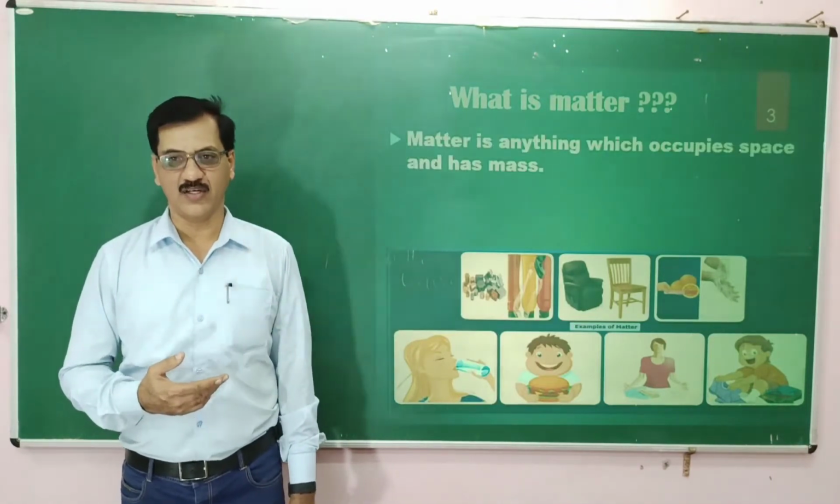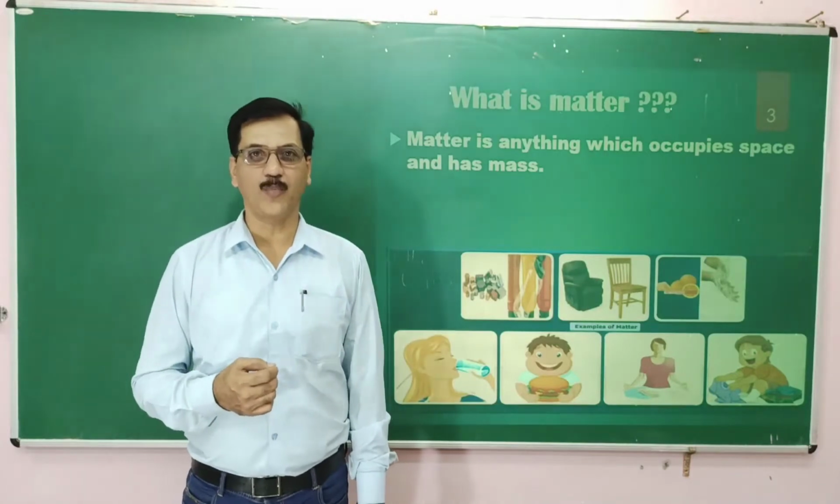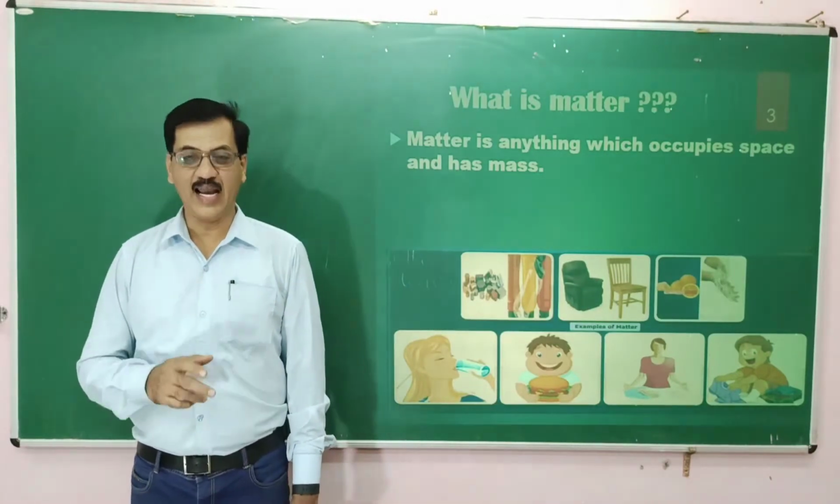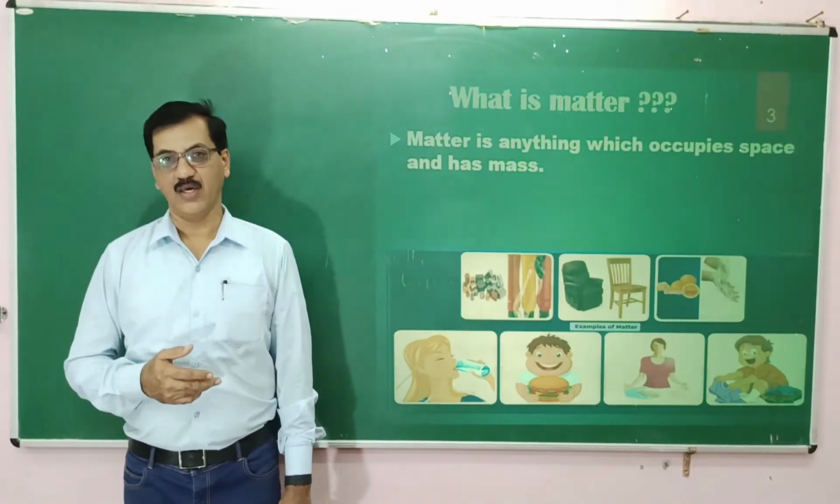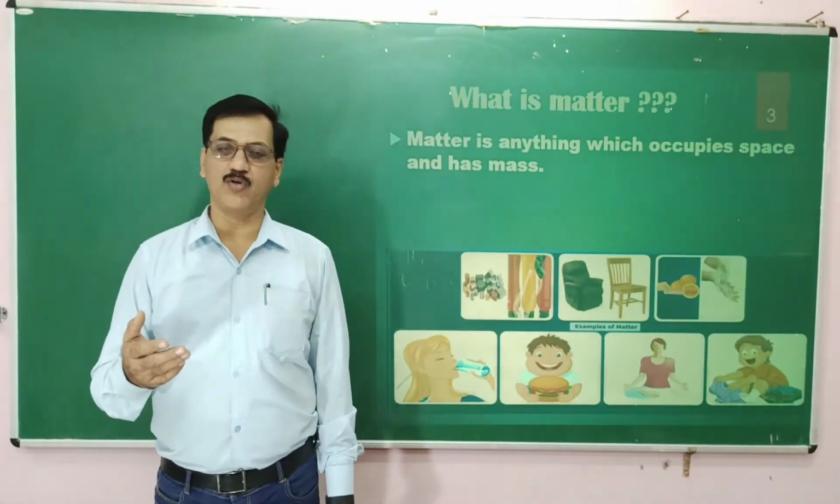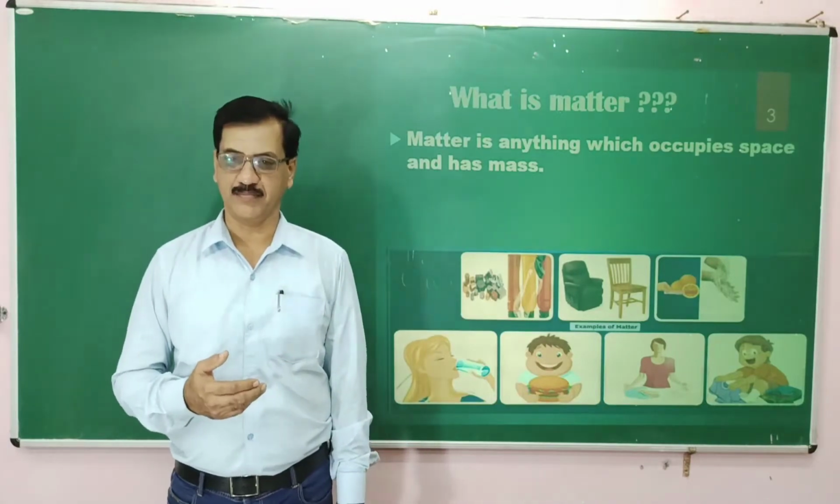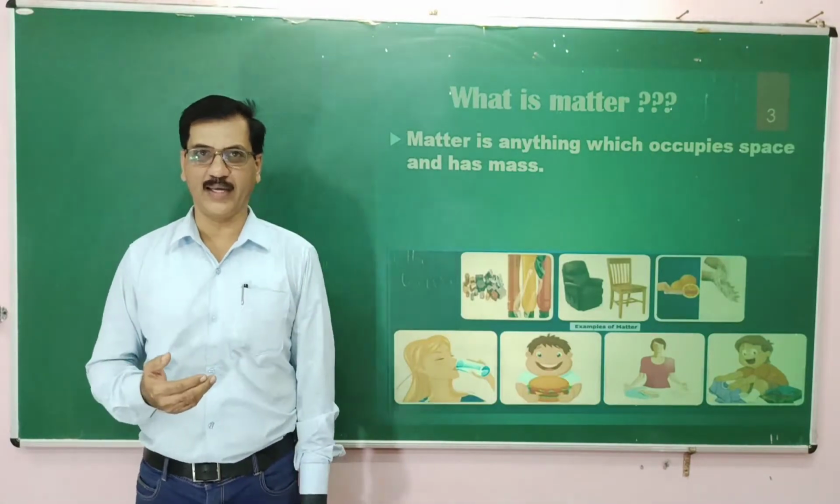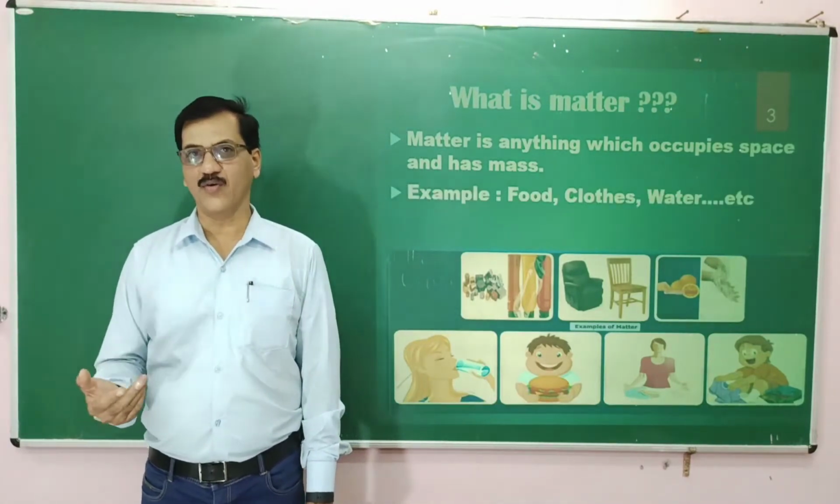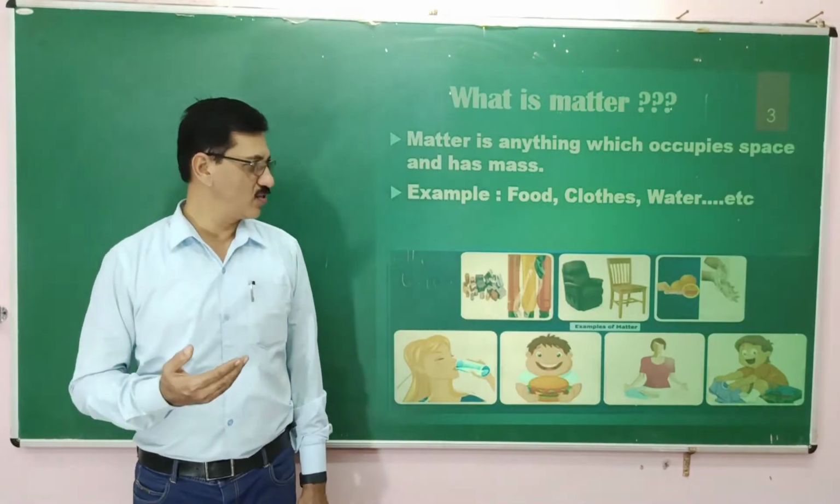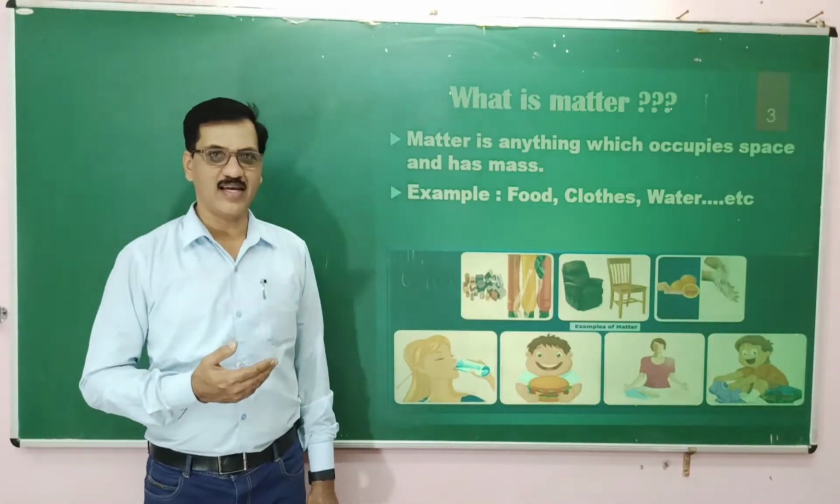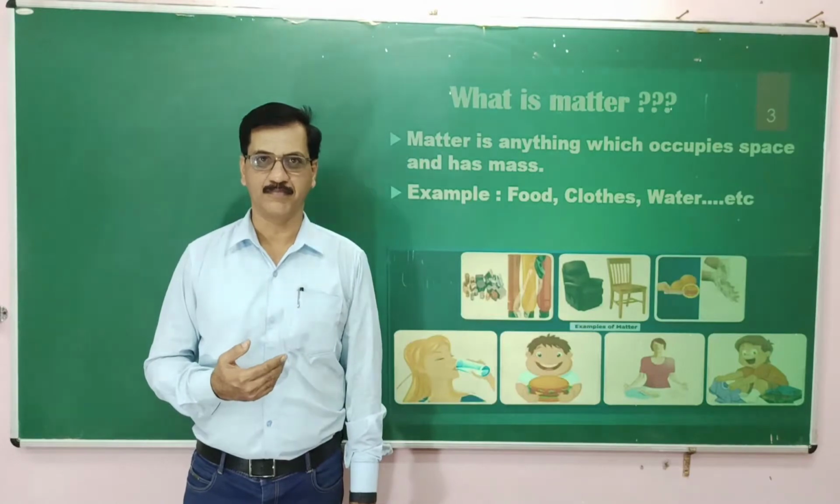Matter is anything that occupies space and has mass. Even though we cannot see the air, it is matter because it has mass and occupies space. So examples of matter are food, clothes, water, etc.